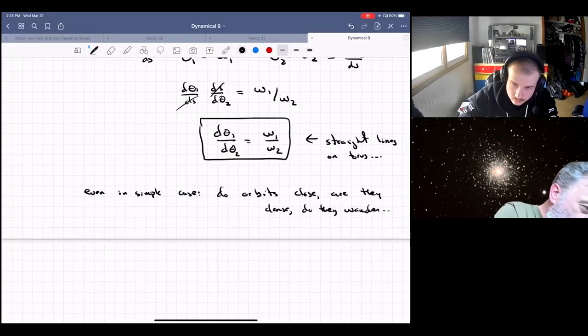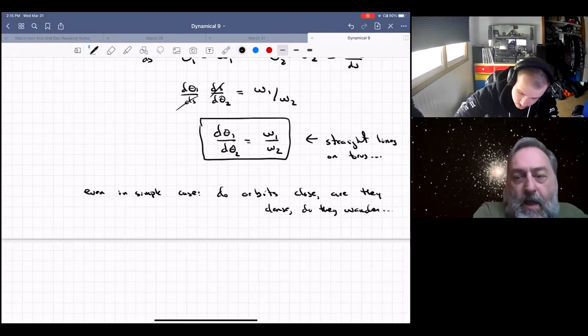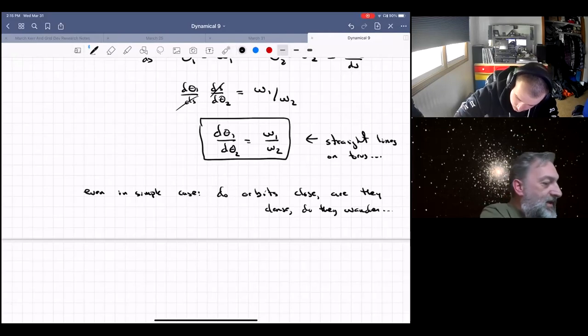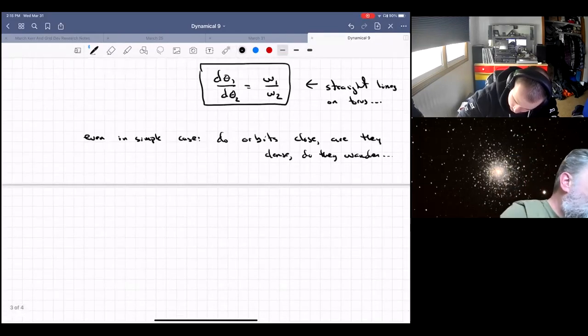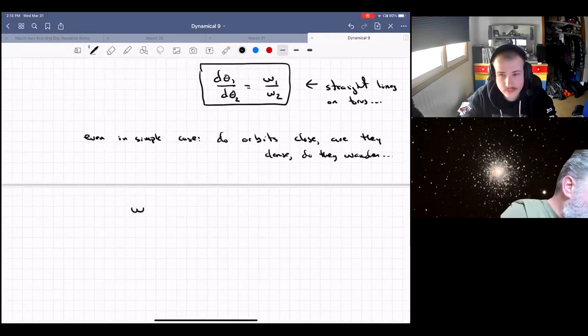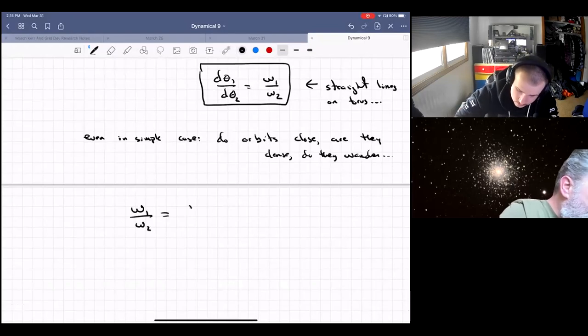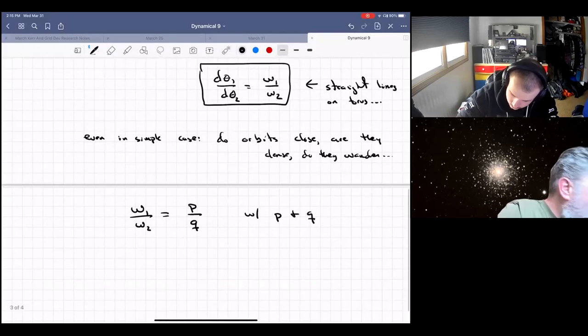You can prove all sorts of interesting stuff about what happens to the types of orbits. So it turns out that if omega 1 and omega 2 can be written in the following way. Let's suppose omega 1 over omega 2 is P over Q, with P and Q whole numbers.